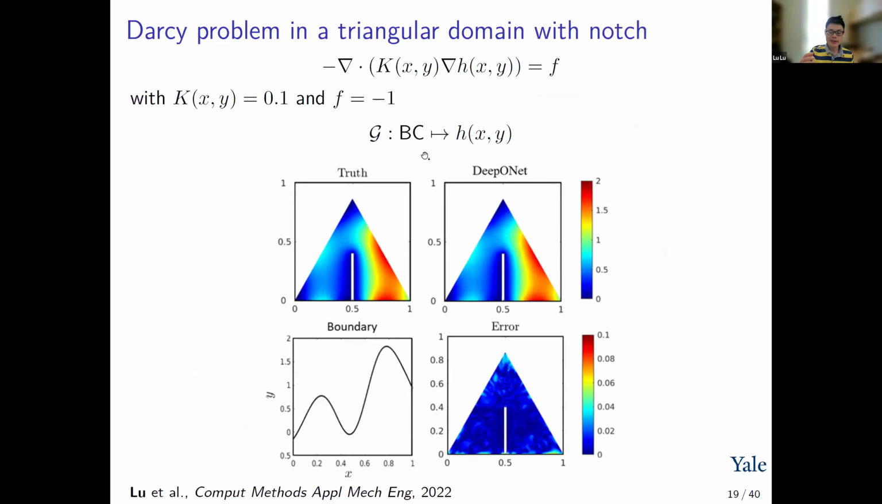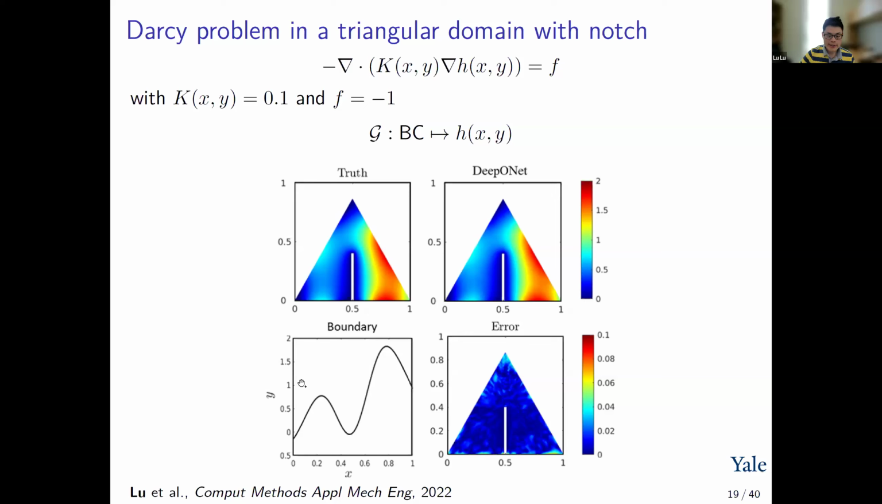So here is just a simple toy problem to test the performance of DeepONet. A Darcy problem, but here we actually have a complex geometry. It's a triangle with a notch. But because DeepONet is mesh-free, it can be applied to this problem directly. So in this problem, what we try to do is to predict the PDE solution for different boundary conditions. Then we can do the training using data-driven training, or we can do the training using the PDE loss, or we can do the hybrid training.